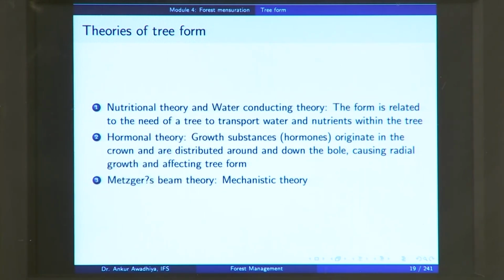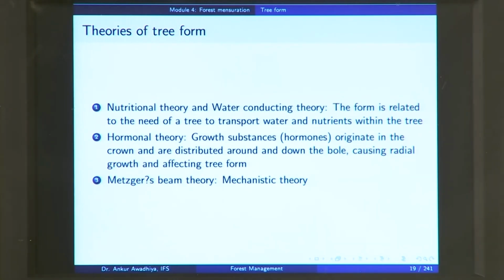So, this theory says that the form is related to the need of a tree to transport water and nutrients within the tree, and that the form of the tree has been derived through evolution in such a manner that it optimizes the ability of the tree to conduct water and nutrients throughout its body. The second theory is the hormonal theory, which states that the growth substances or hormones originate in the crown, and then they are distributed around and down the bole, which causes the radial growth and affects the tree form.